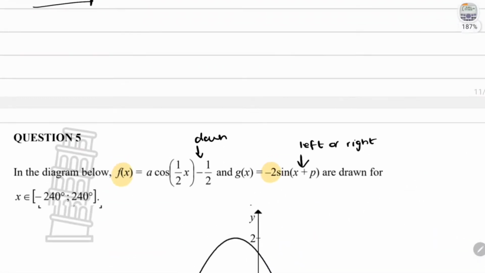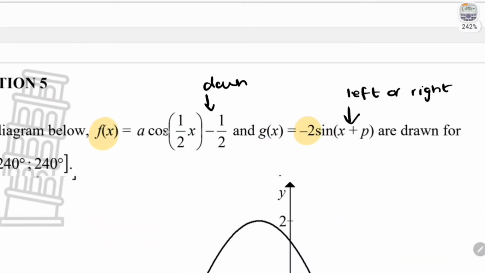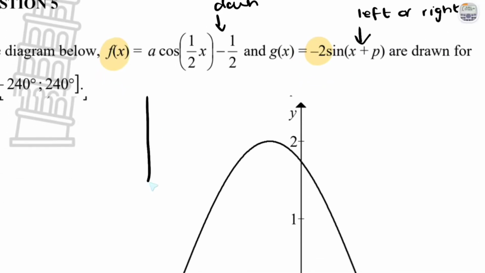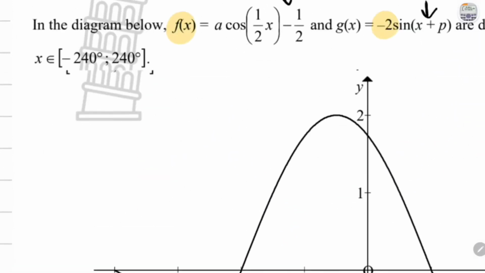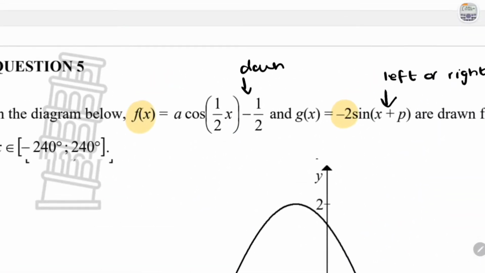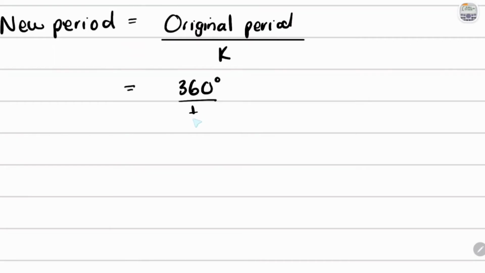Do you see that the graph of f is a cos graph? Because it's a cos graph, the original period of a cos graph is 360 degrees. It takes a cos graph 360 degrees to complete one cycle. Okay, so it means that we're just going to say this original period of 360 degrees divided by k, and we know that k, the number in front of x, is a half, so divided by a half. And that gives us, if you divide that, 720 degrees.